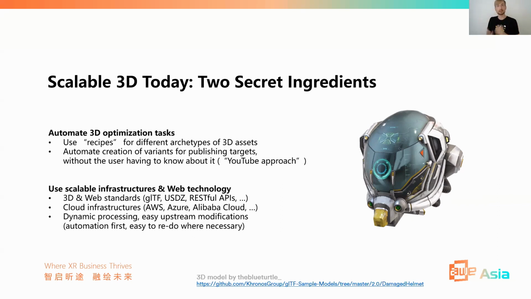Now, it should be exactly the same for 3D content as a new type of media. So automating these optimization tasks is the first secret ingredient to scaling up 3D workflows. And there's another one, which is about standards. And I have mentioned glTF.